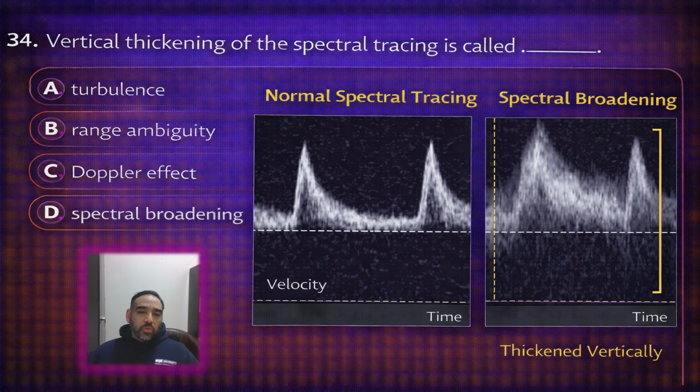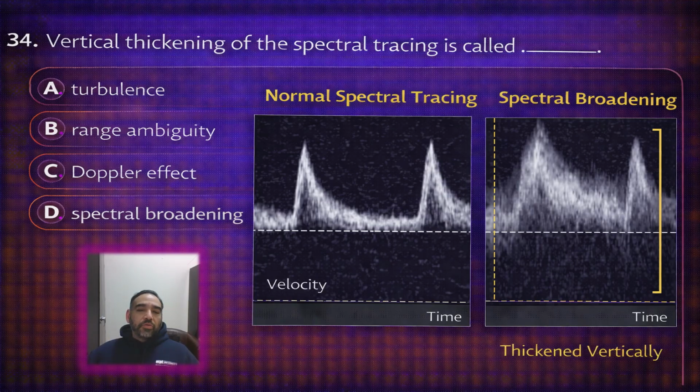And so on a spectral Doppler display, the vertical axis is equal to velocity or frequency. The horizontal axis is equal to time. So when the waveform becomes thick vertically, that means there is a wide range of velocities present at the same moment in time. So instead of one clean velocity, you're seeing many different velocities layered together, and that widening is what we call spectral broadening.